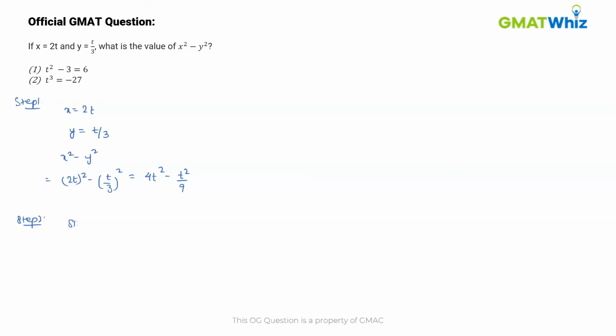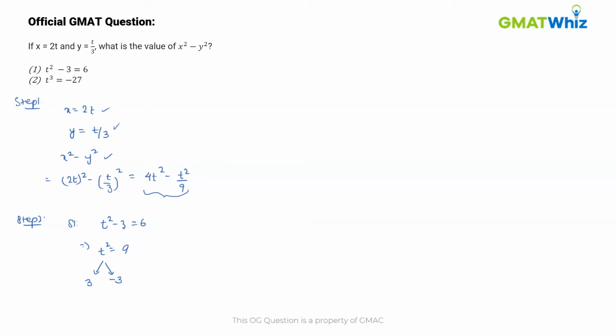In statement 1 we are given that t squared minus 3 is equal to 6. This gives us t squared is equal to 9. Now the value of t can be either 3 or minus 3 as well. This is the first trap that you may fall into. If you do not simplify this expression, you get two values, and you may substitute them in the values of x and y and think that you are getting multiple answers, so statement 1 is insufficient.